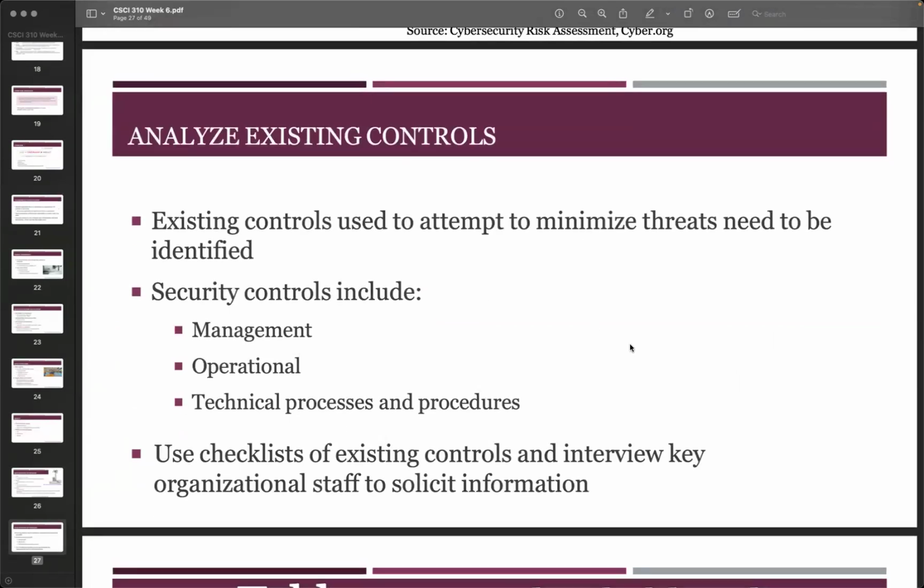And then emphasize the existing controls. Existing controls that can be used to attempt to minimize the risks need to be identified. The security controls include management, operational, and also technical processes and procedures. So just use a checklist for the existing controls.